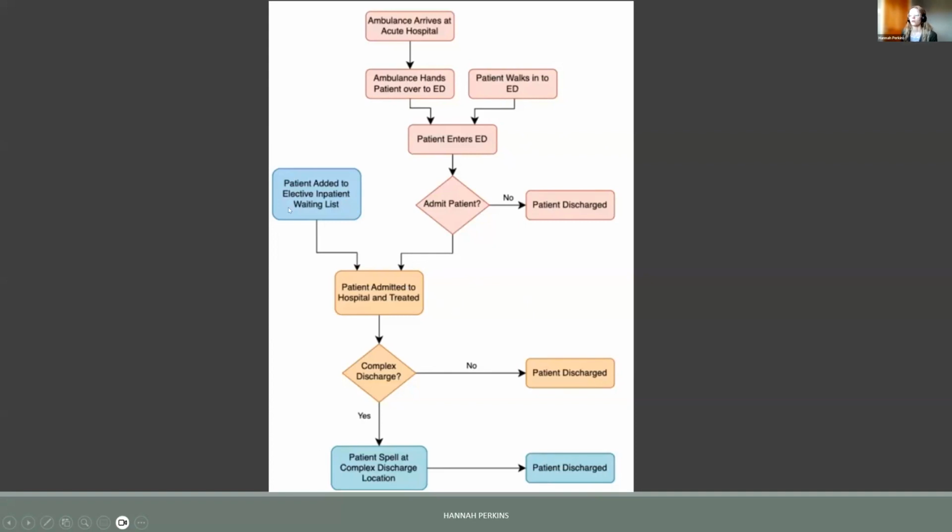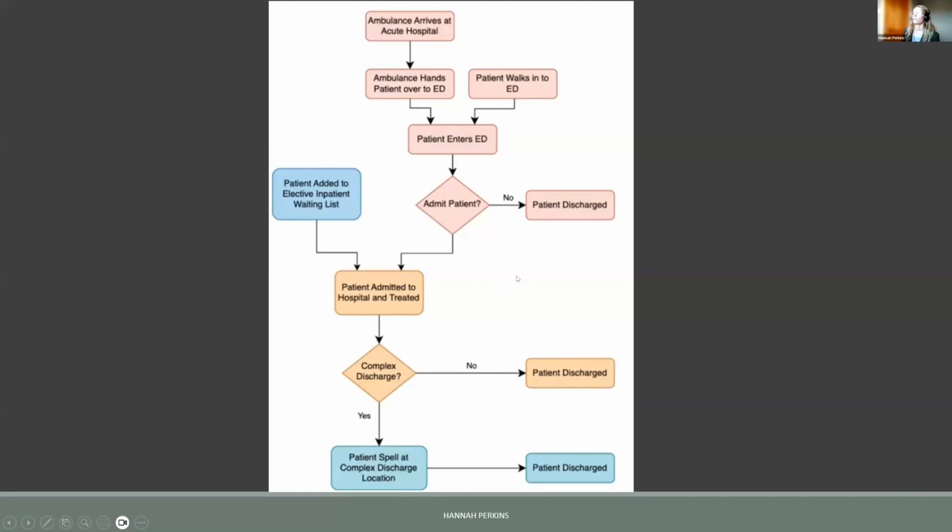And then we've got patients who are waiting on an elective inpatient waiting list who can then get admitted into the hospital and treated. And then this is very similar to what we had before. So they are either a complex discharge, in which case they need a spell at a complex discharge location, or they're a simple discharge and they're just discharged straight away from the hospital.